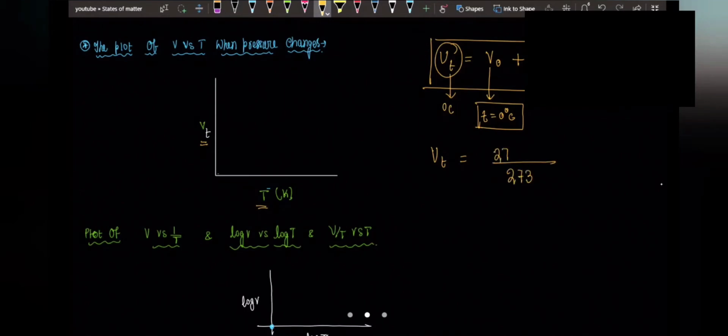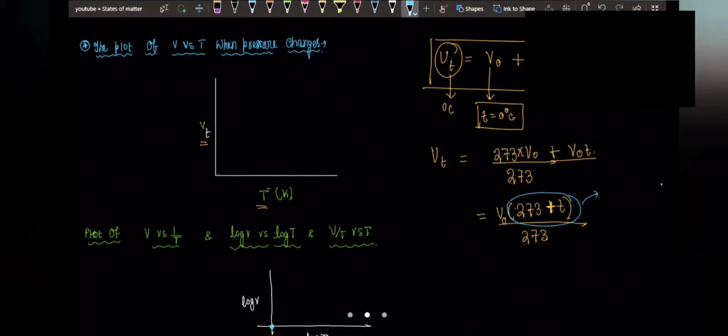so it would be 273 into V0 plus V0t. Now what you do is you just take V0 common, and you have 273 plus small t by 273. Now guys, you can see that it's 273 plus small t. This particular thing can be called the temperature on the Kelvin scale. So we have V0 into temperature on the Kelvin scale divided by 273, which is equal to small Vt. So that's your final equation.